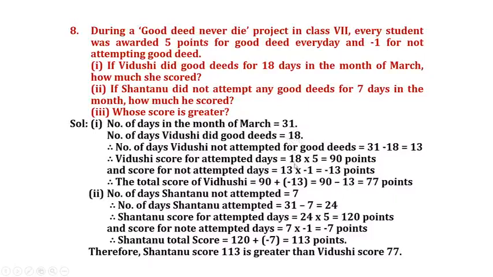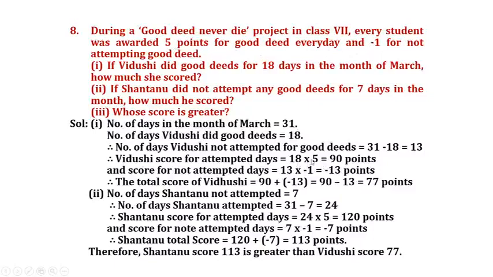Means in 18 days she did good deeds. So you can find out the number of days Vidushi did not attempt good deeds is equal to 31 minus 18, which is 13 days she did not do good deeds. So now you can find out the scores for attempting good deeds and not attempting good deeds. So Vidushi's score for attempted days is equal to 18 into 5, because for every good deed 5 points are given in the problem. For every good deed it is 5 points, and for every non-attempted deed minus 1.